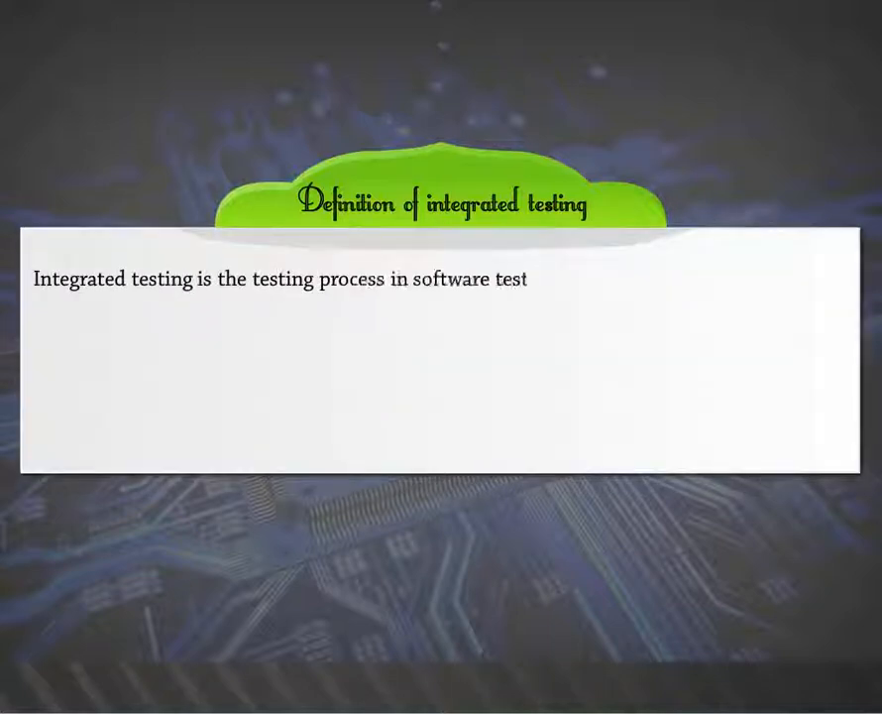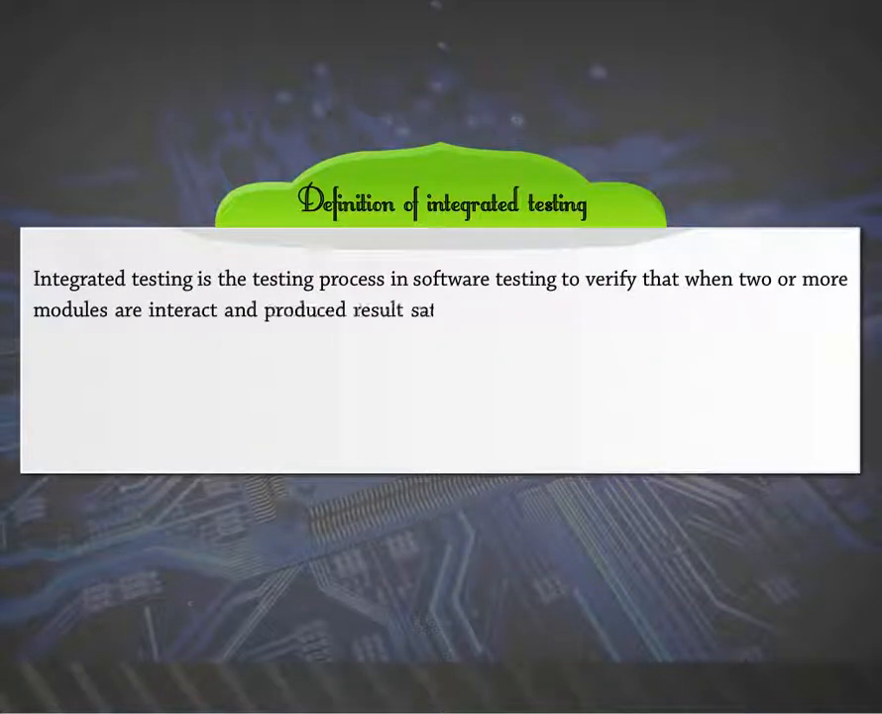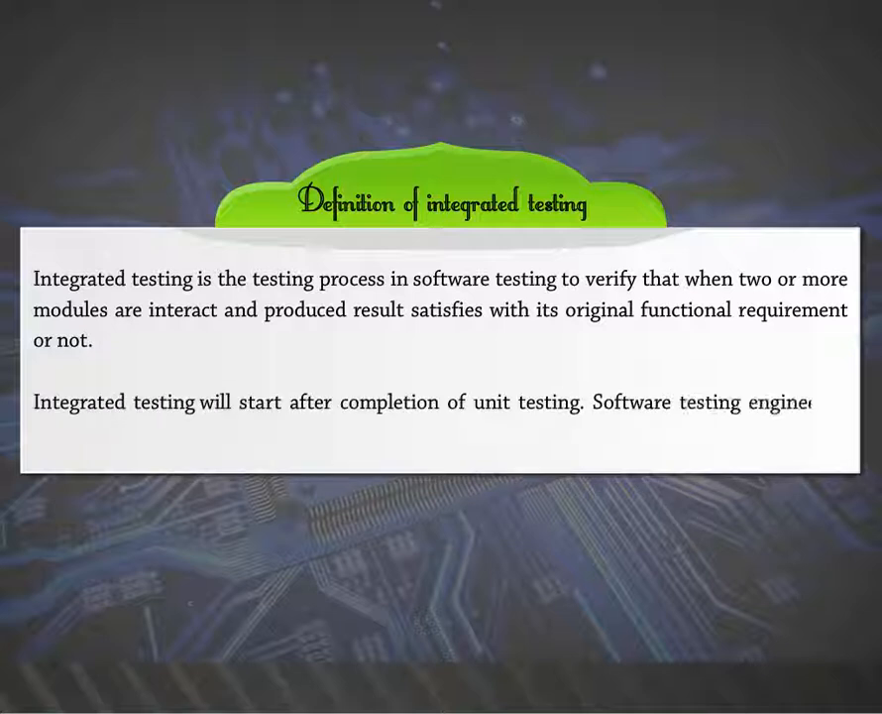Definition of integrated testing. Integrated testing is a testing process in software testing to verify that when two or more modules interact, the produced result satisfies its original functional requirement or not. Integrated testing will start after completion of unit testing. A software testing engineer performs integrated testing.